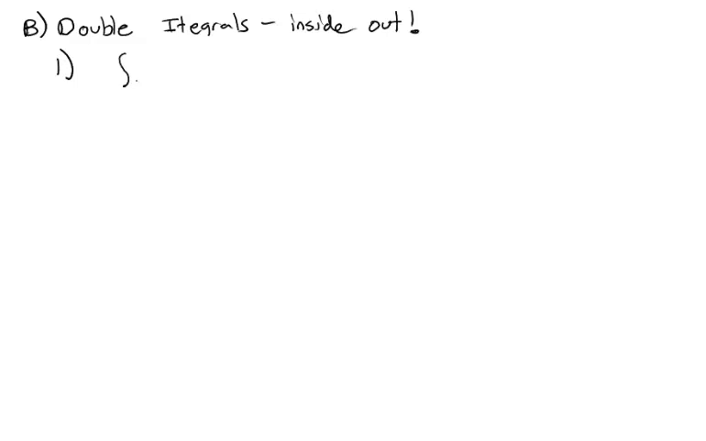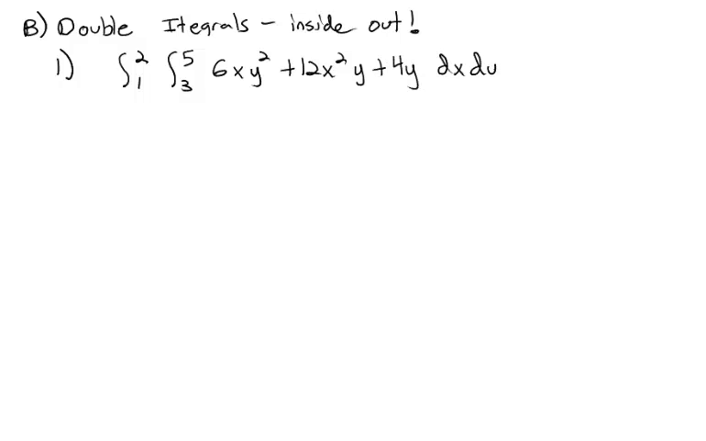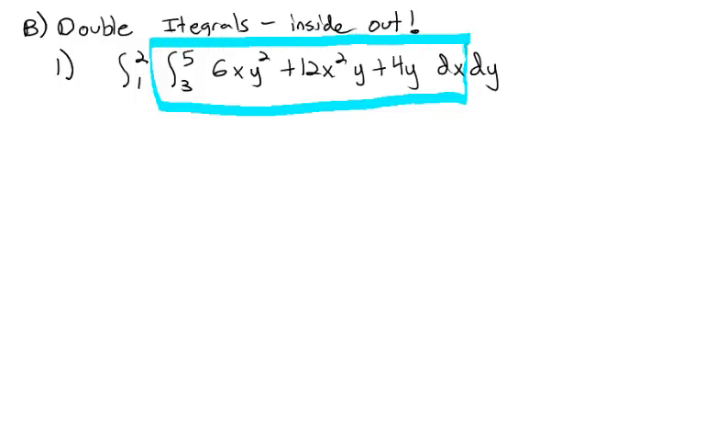We're going to have an integral from 1 to 2 of the integral from 3 to 5 of 6xy squared plus 12x squared y plus 4y dx dy. So we're going to see two integrals and a dx dy at the end. The dx dy is going to tell us the order we're going to do the integrals in. dx is going to tell us this first integral, working from the inside out, we're going to do with respect to x. Then we'll come back and take the answer with respect to the y.